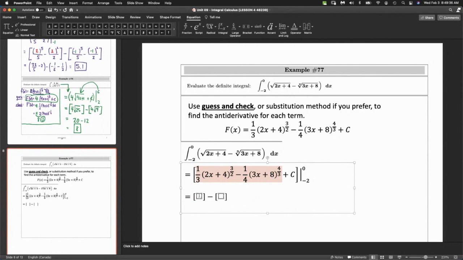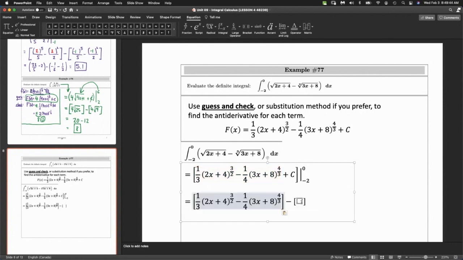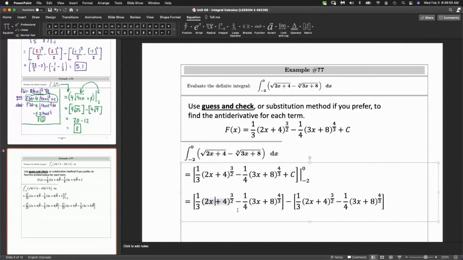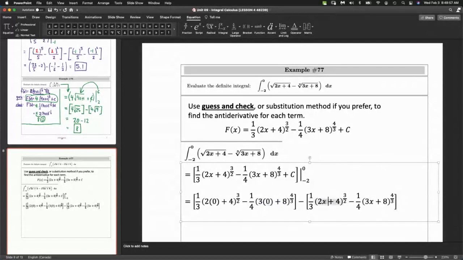Sorry, 0. Plug in 0. Thank you, Ethan. Yeah, if you plug in -2, that's the second one. That's my bad. So you're going to plug in here 0 first for x, and then you're going to plug in -2 in for x for both.